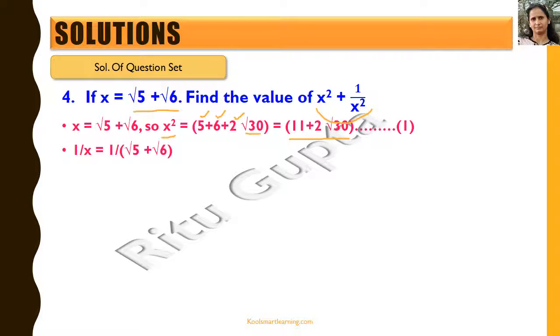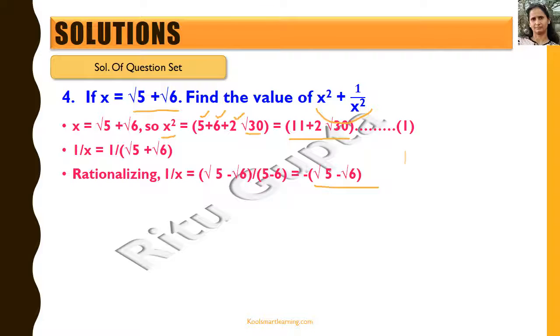So now if we take 1 by x, we have this equal to 1 by root 5 plus root 6. We rationalize 1 by x and we get, again multiplying the numerator and denominator with root 5 minus root 6, in the denominator we get 5 minus 6, which is minus 1. So we get minus into root 5 minus root 6.